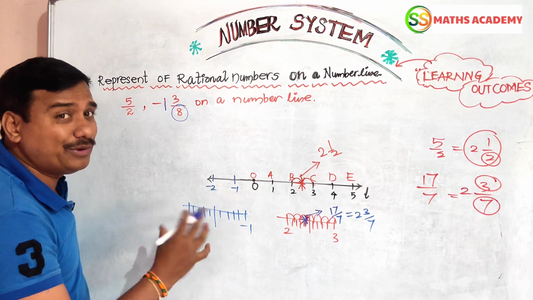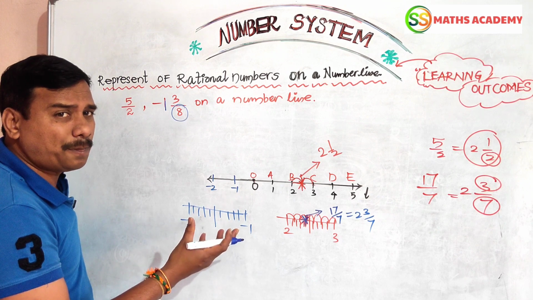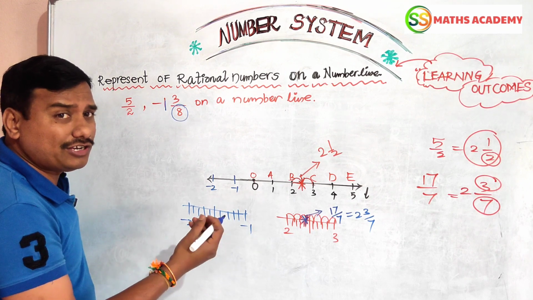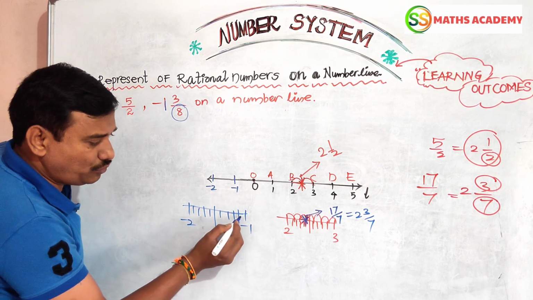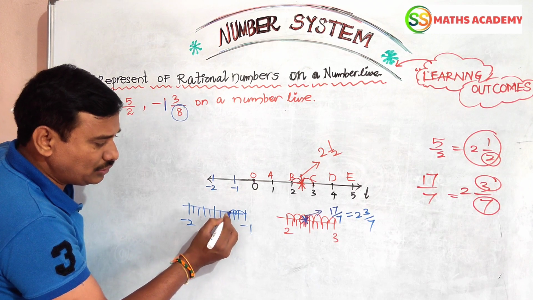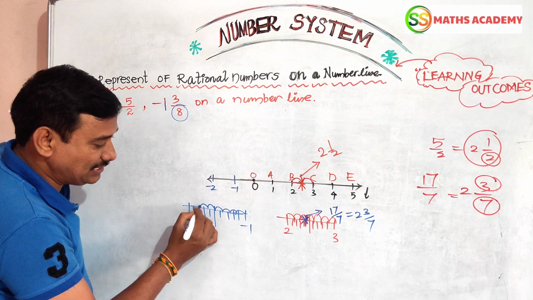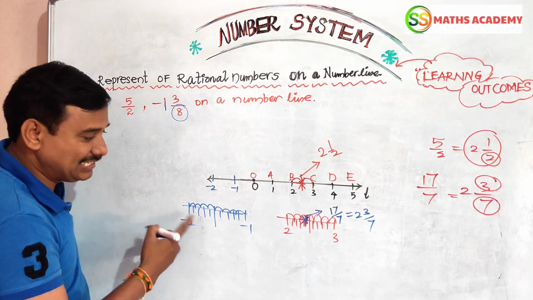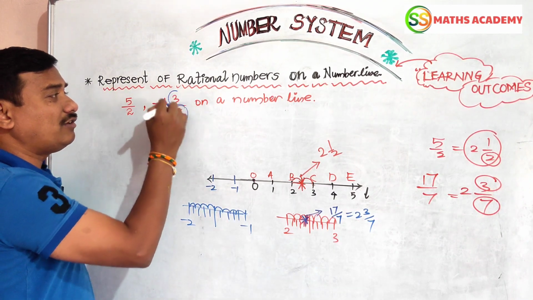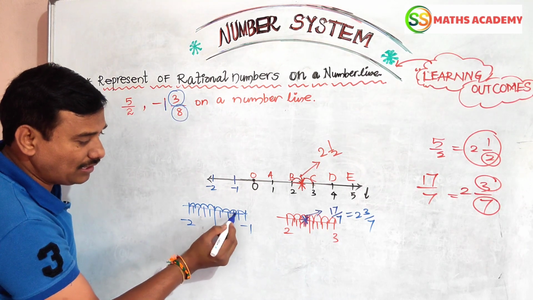Means you can guess it. How many lines are there? Maximum 10 will be there. We can convert it into 1.25, 1.5, 2.5 like that. Yes, 1, 2, 3, 4, 5, 6, 7, 8. 8 equal parts. What is the numerator value here? 3. Where is 3? 1, 2, 3.